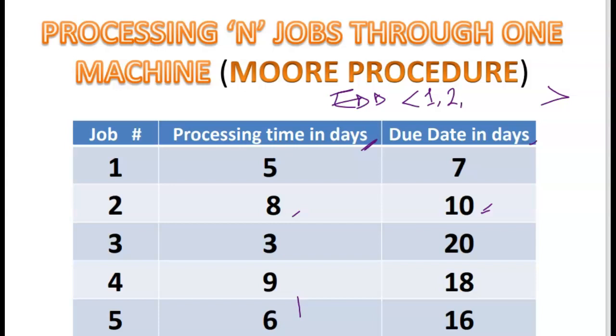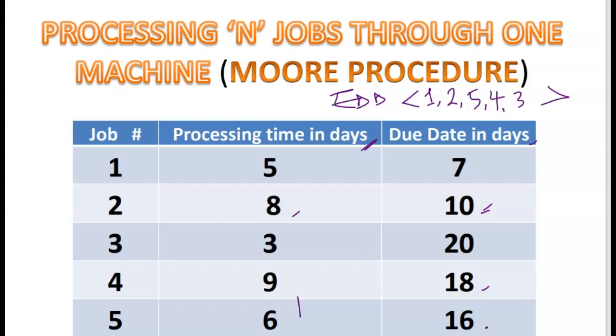Now look at job 3. We still have 20 days before we deliver this job. Job 4 has 18 days, while job 5 has 16 days. That means the 16th will come before 18 and before 20. So we are going to do job 5 after job 2, then job 4 after job 5, and the last job to be done using EDD is job 3. That means we sequence it this way: job 1 first, followed by job 2, job 5, job 4, then job 3.